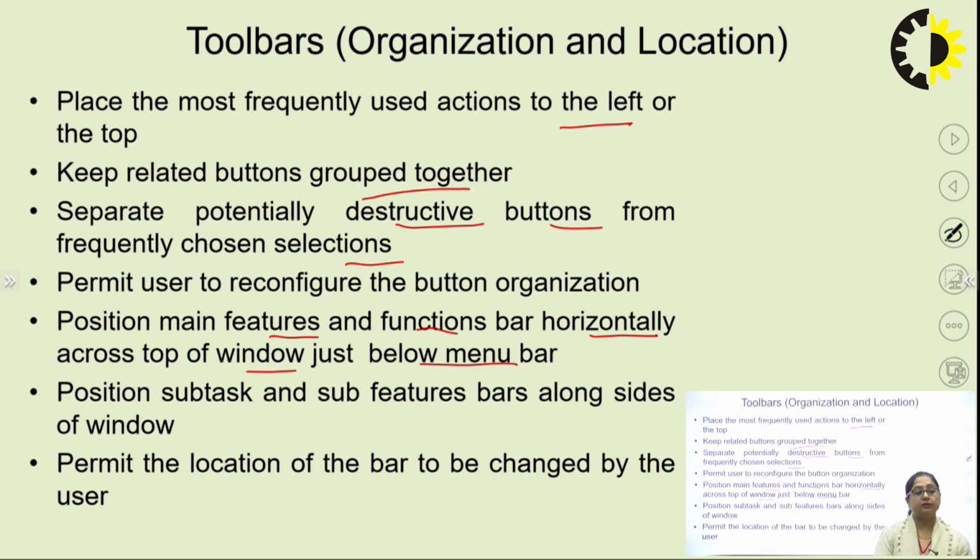The main features and functions bar is placed horizontally across the top of the window just below the menu bar, and position the subtask and sub-feature bar along the sides of the window. You can place it there, and permit the location of the bar to be changed by the users according to their need.